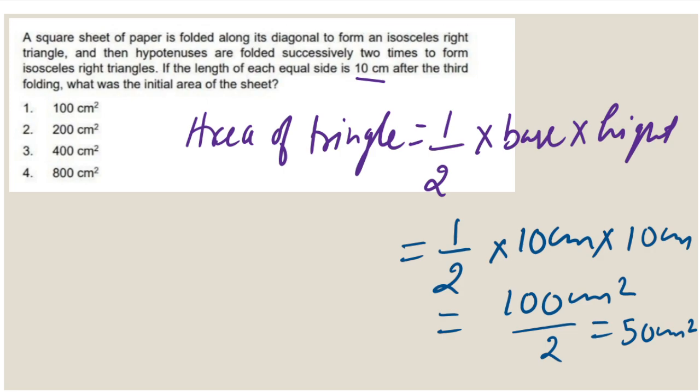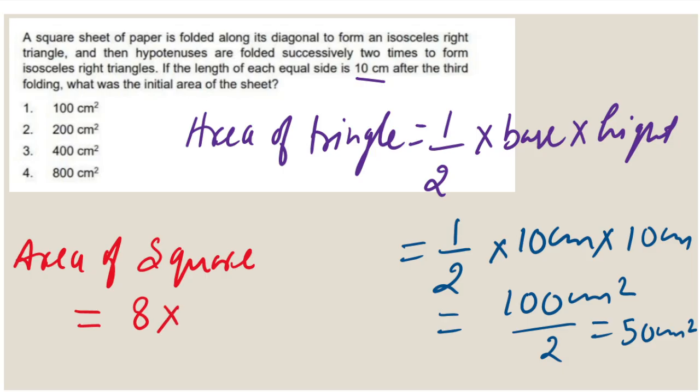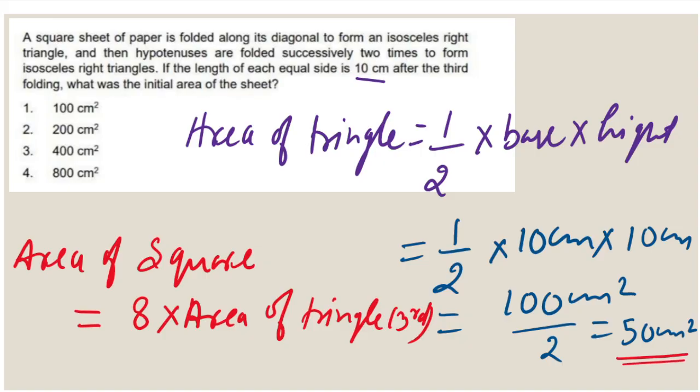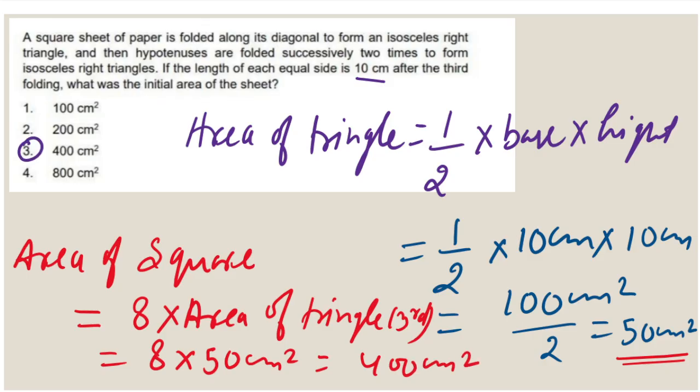That means from here we can say the area of the square will be equal to 8 into the area of the triangle that we get after the third folding, right? So this is the area of the triangle, correct? So it will be 8 into 50 centimeter square, 400 centimeter square. So option 3 will be the correct option.